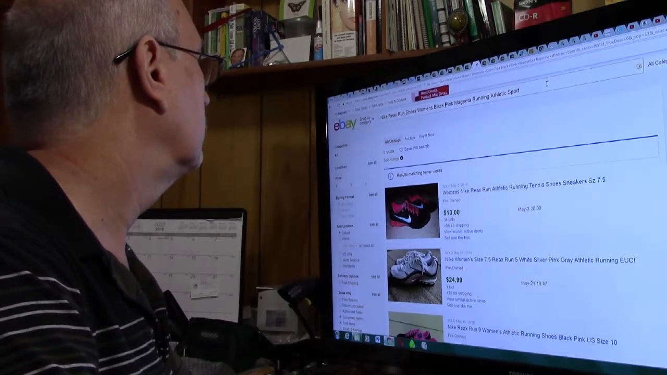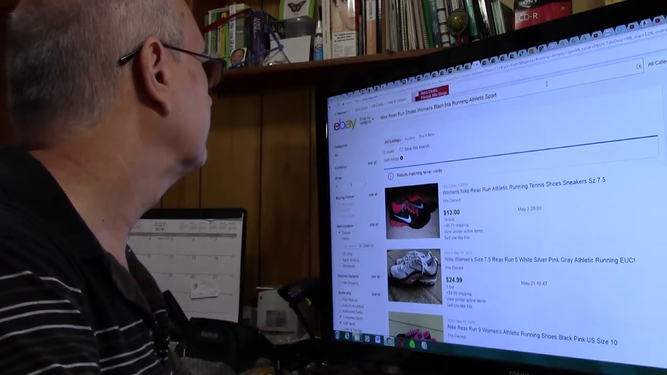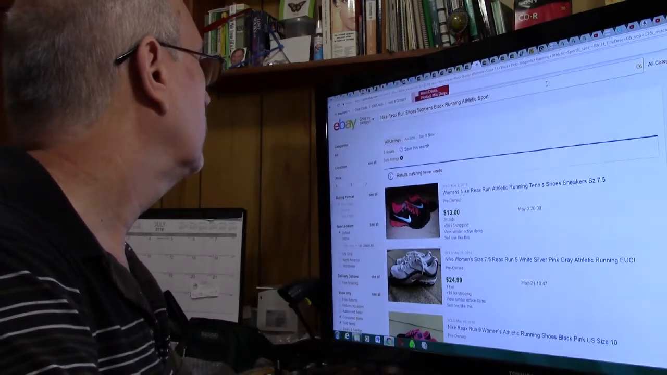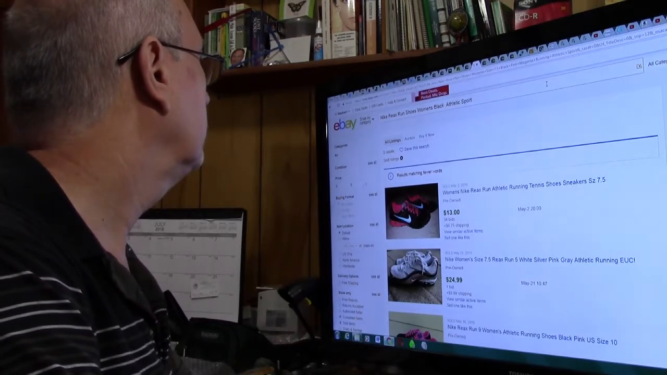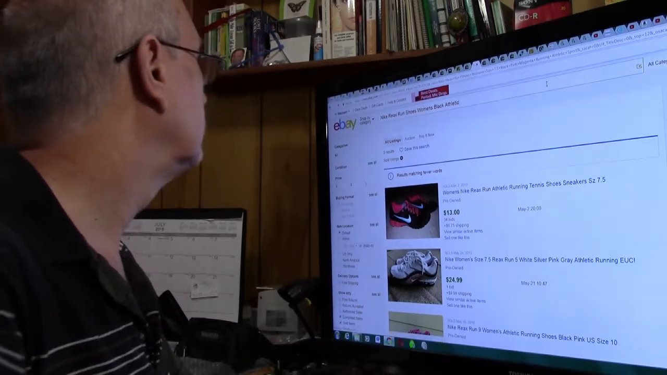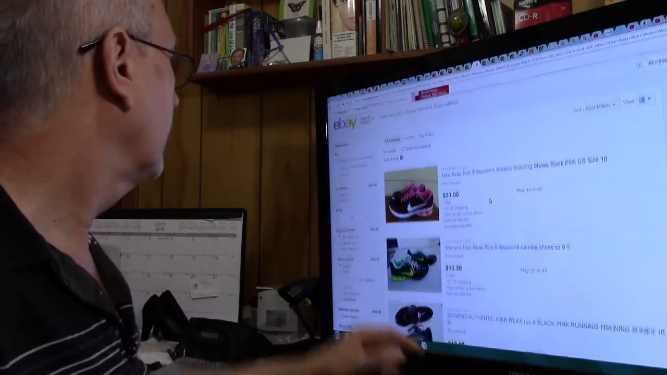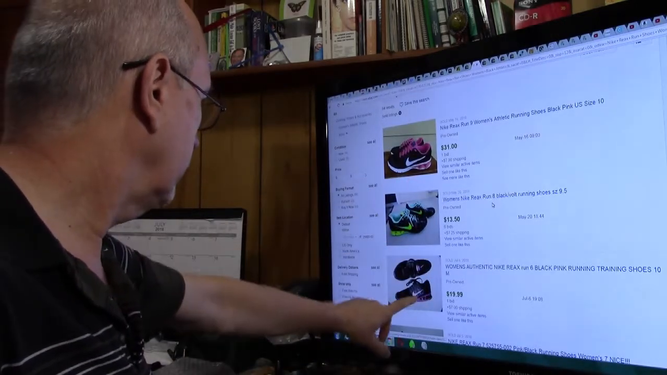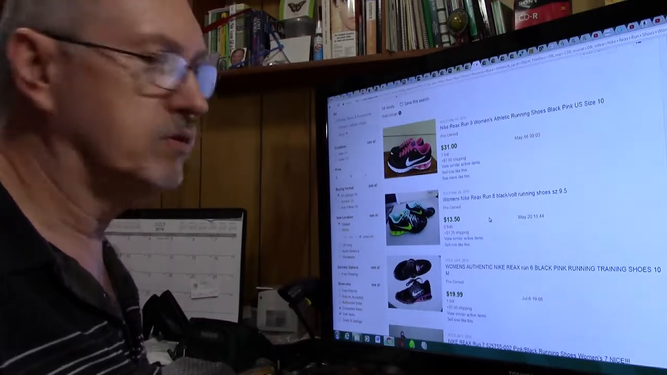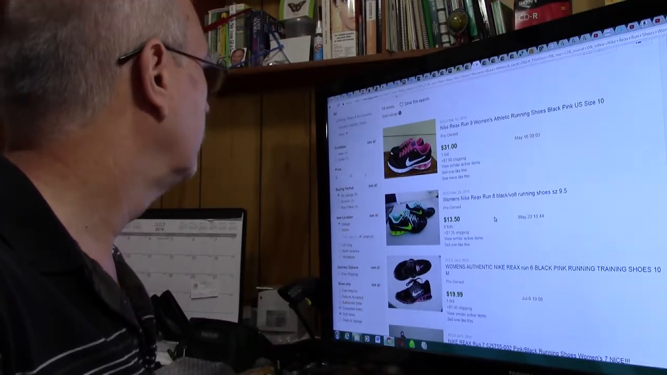I'll get rid of pink and magenta. And running. Even sport. Athletic is sufficient. 84 results. Now, you'll notice these also have the same type of underside as the shoe we're looking for.